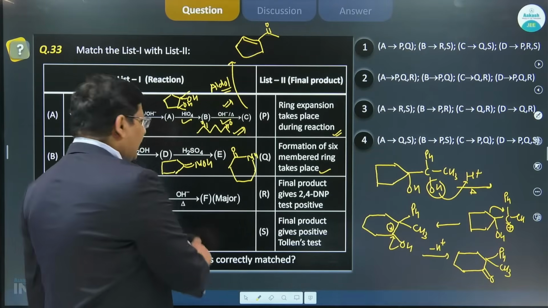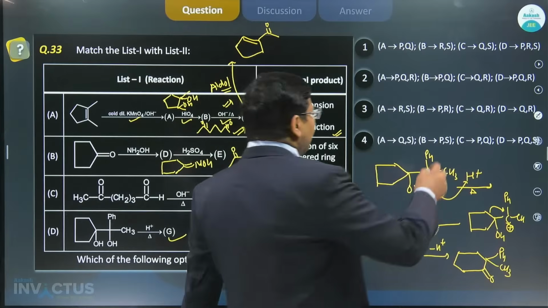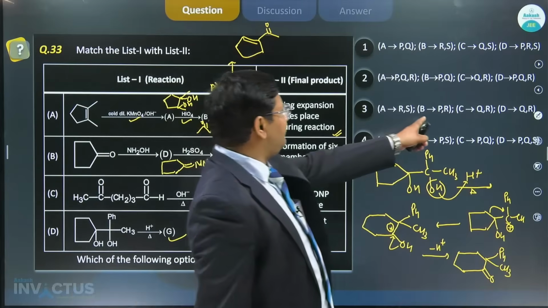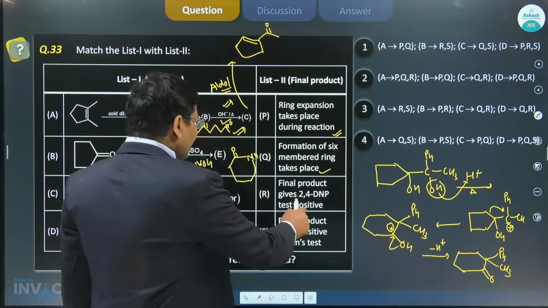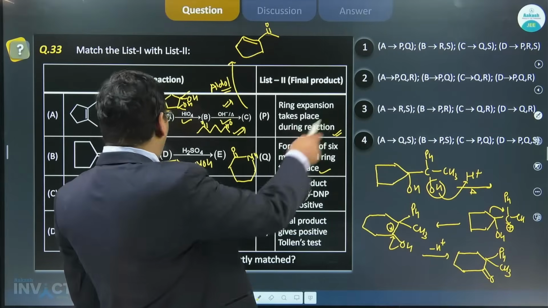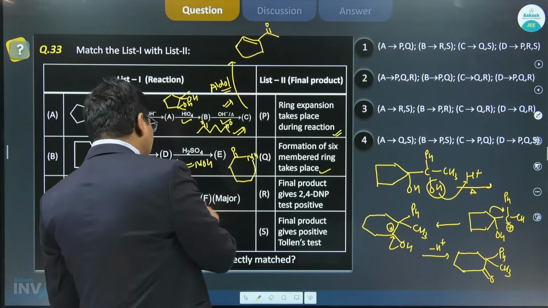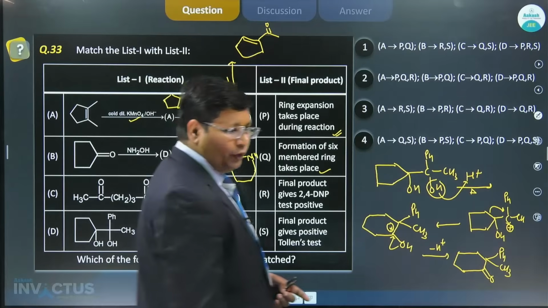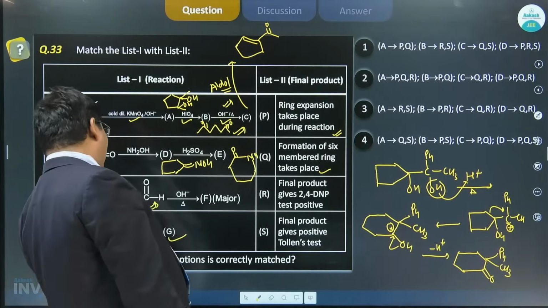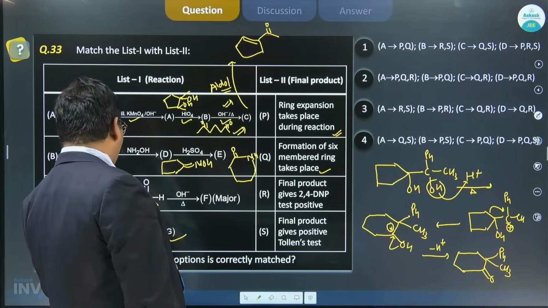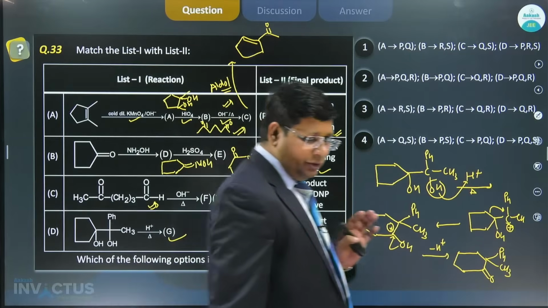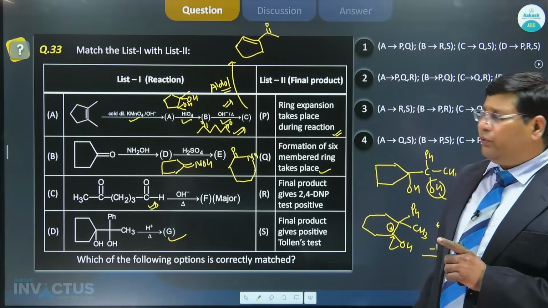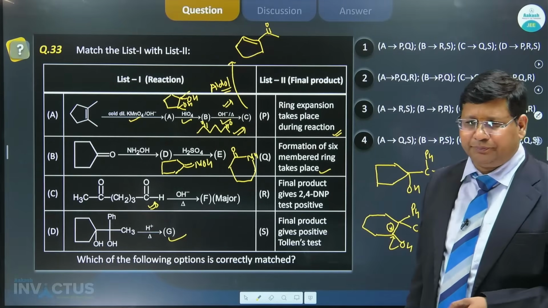Similarly, for this there is ring expansion, right? For this particular question, you can check that for B ring expansion takes place, and the final product will give the 2,4-DNP test. After checking all these options, we can simply go through, because this is aldol. You have to remember that. In this aldol product, you have to abstract the proton from the terminal where you will get a 6-membered ring, 1, 2, 3, 4, 5, 6-membered ring in that case. Aldol condensation. So after solving all the options, you can just go through the options.